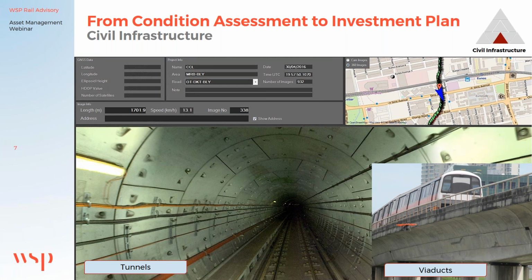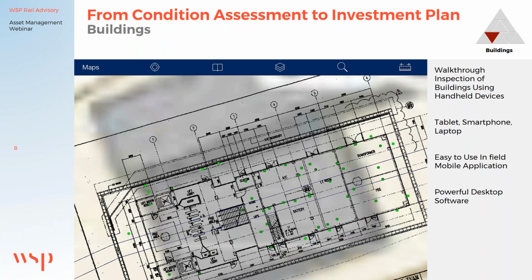Let's move then to the last types of assets, which are buildings. So we looked at roughly 140 railway stations and 5 depots, among which the world's largest underground depot. And to do that, our assessors actually walked physically in the buildings. They took pictures, as you can see on the green dots. Each dot is actually a picture.